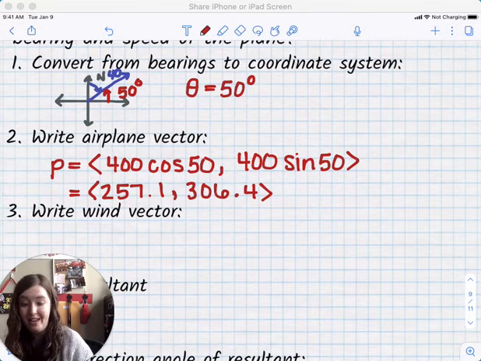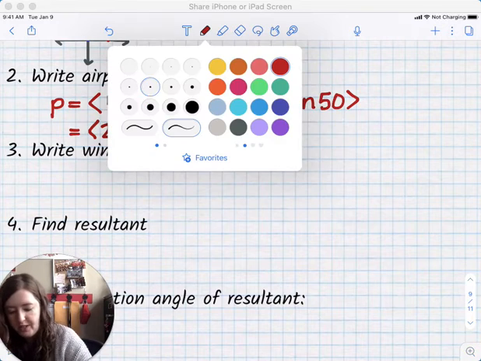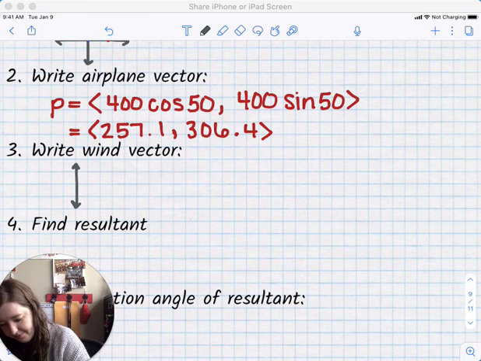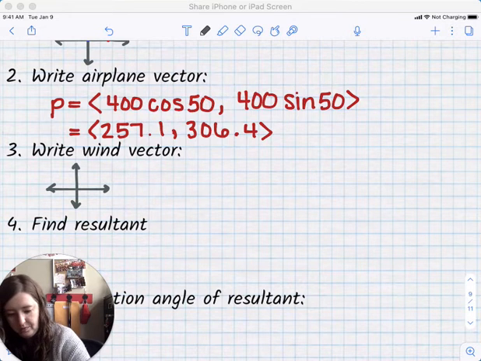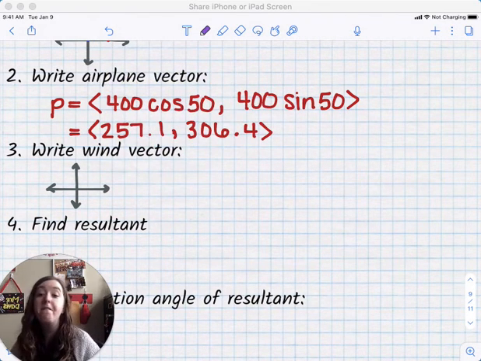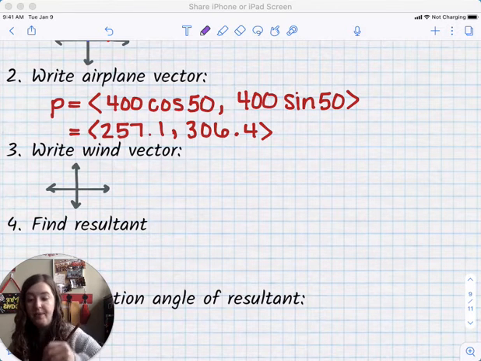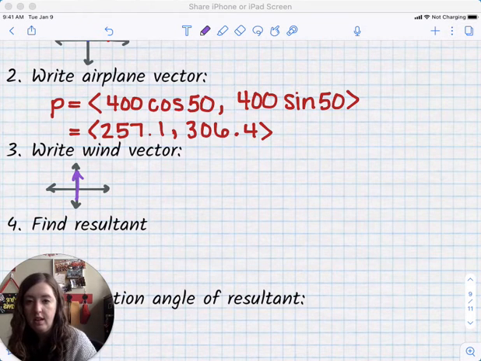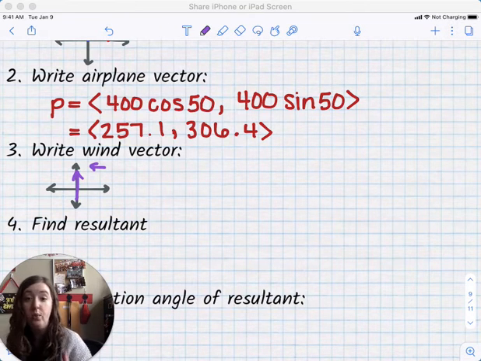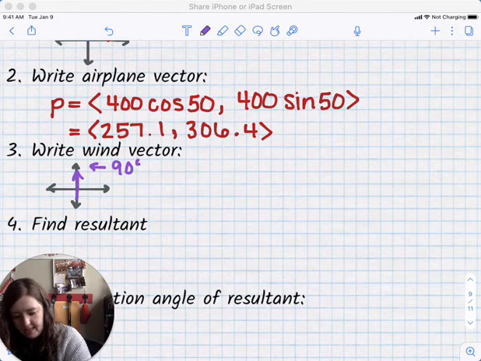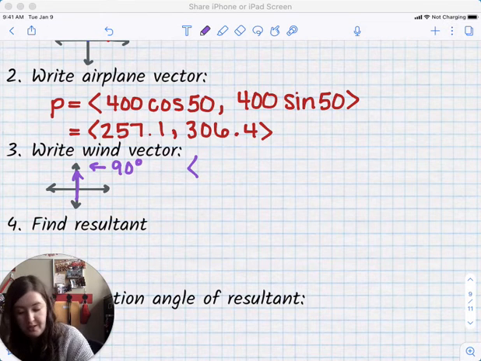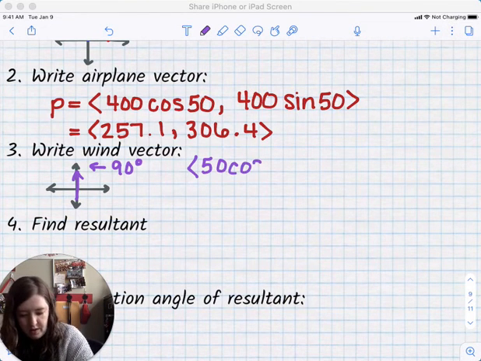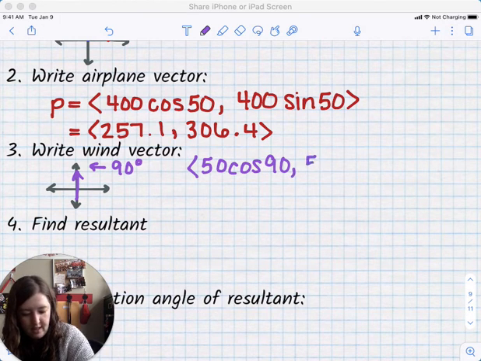Now we want to find the wind vector. So let's draw what the wind is doing right now. Now, if my wind is coming from the south, that means I'm going south to north. Now, we can think about this in two different ways. Either the degree angle where it's going is 90 degrees. So we could take the magnitude, which was 50, cosine of 90, 50 sine of 90.